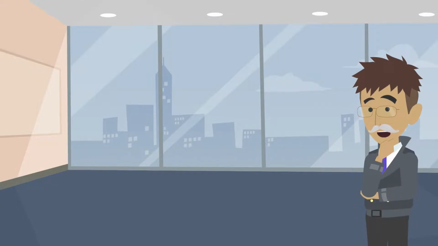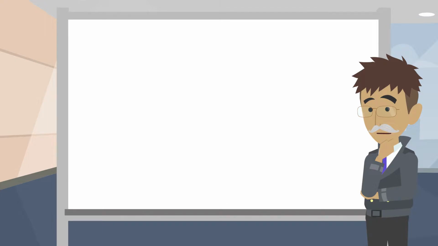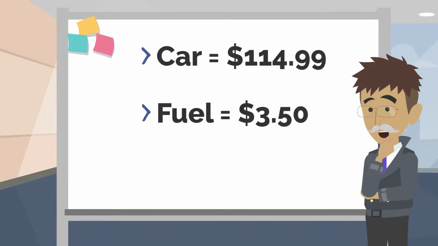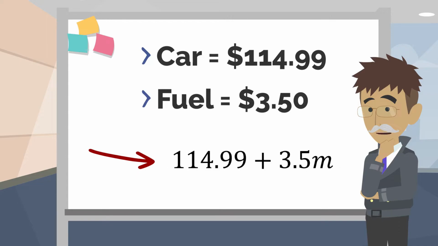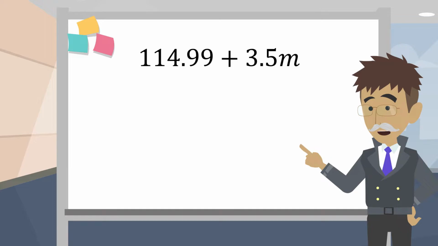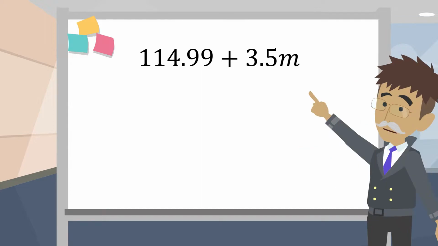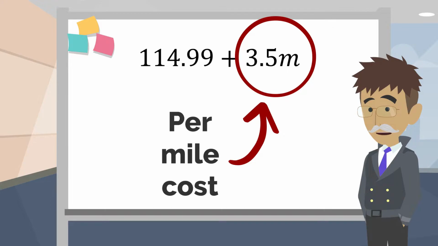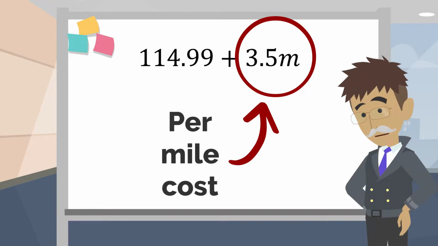Since I know some factors to represent the cost, I can write an expression to model it. The expression 114.99 plus 3.5m represents the total cost to rent a car for a week. I use the variable m to represent the number of miles driven because we do not know this amount yet. With an expression, we can now calculate the cost if we know the value of the variables.